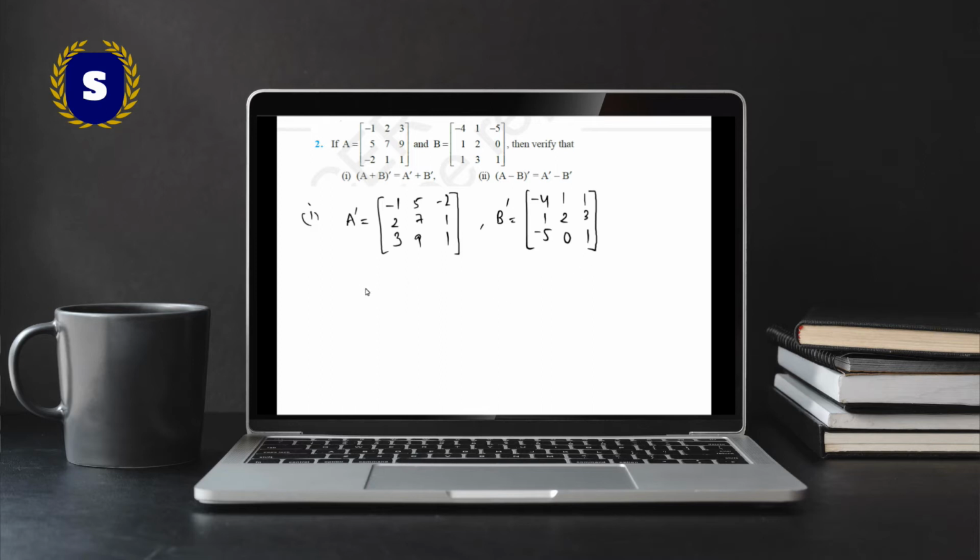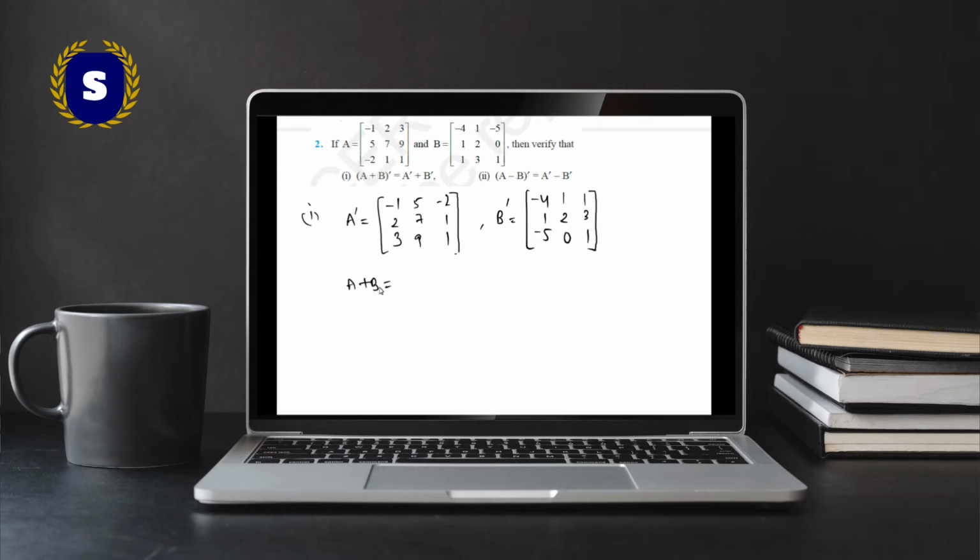Okay. Let's calculate left hand side first. Left hand side is equal to matrix A plus matrix B transpose. Okay, so first let us calculate matrix A and B. After that we'll make its transpose. Okay, so instead of directly solving LHS, let us find it first.